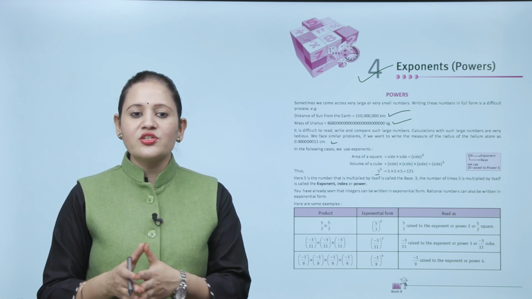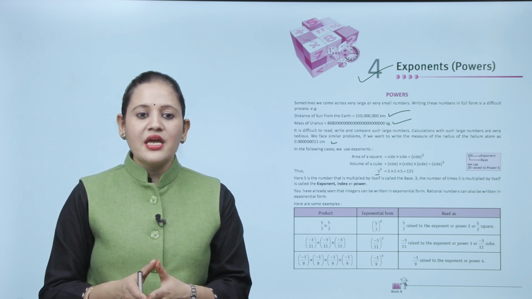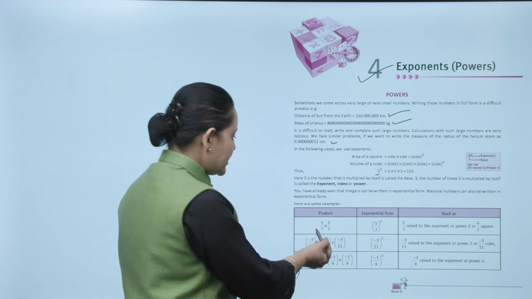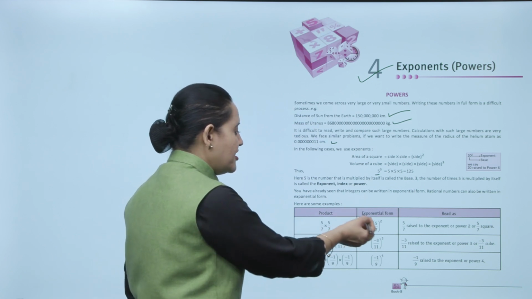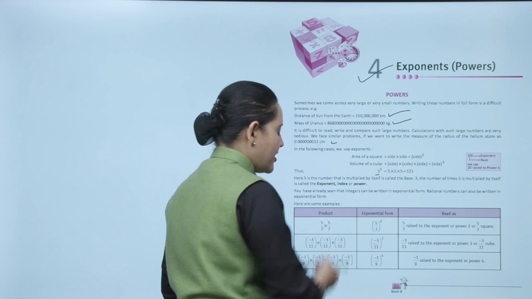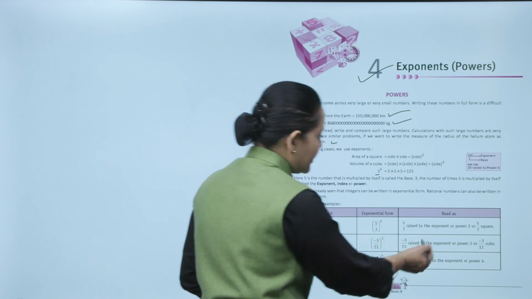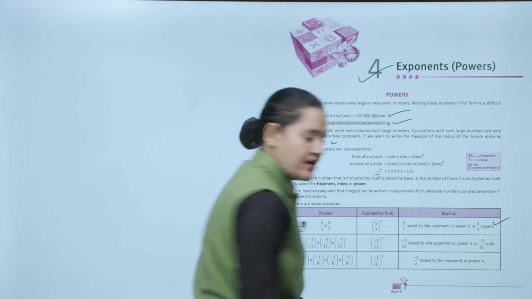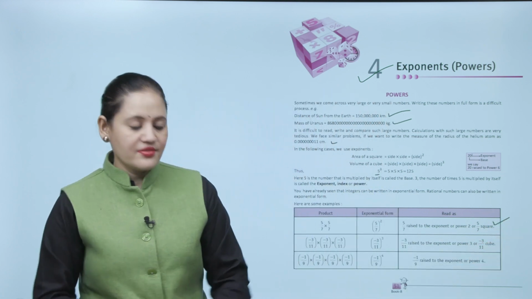You have already seen that an integer can be written in exponential form. A rational number can also be written in exponential form. Here are some examples. The product 5 upon 7 into 5 upon 7 we can write as 5 upon 7 whole squared. So 5 upon 7 raised to the power 2, we can write like this also.